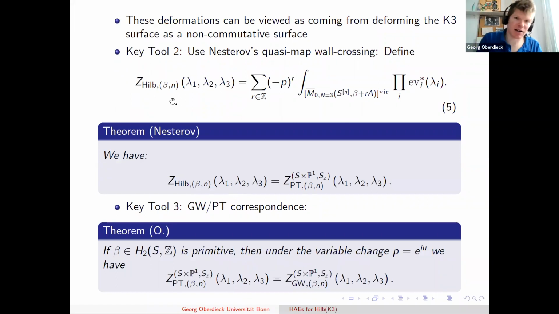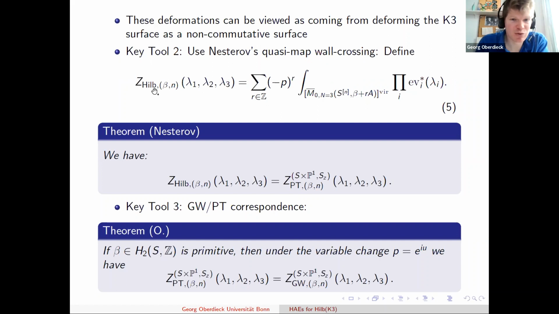So that gives you one half, and then the other half, so I wrote here, this deformation can be viewed as deforming K3 non-commutatively. The second half is work of Nesterov. This is about a certain wall crossing statement using quasi-maps, which relates Gromov-Witten invariants of the Hilbert schemes to Donaldson-Thomas or Pandharipande-Thomas, so sheaf counting invariants, of the product of this K3 surface with the curve C. So in this case, P1.